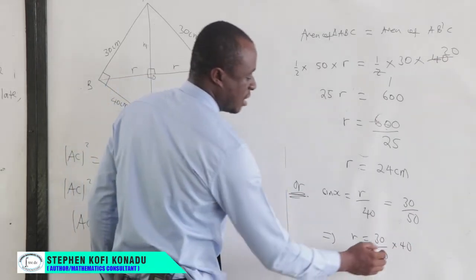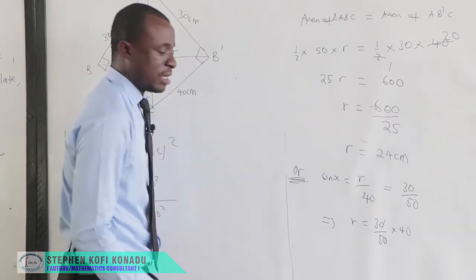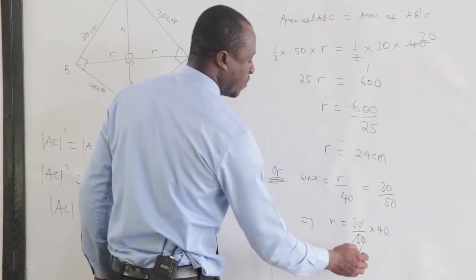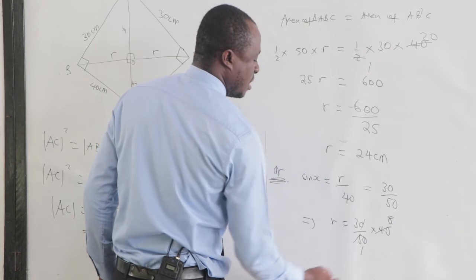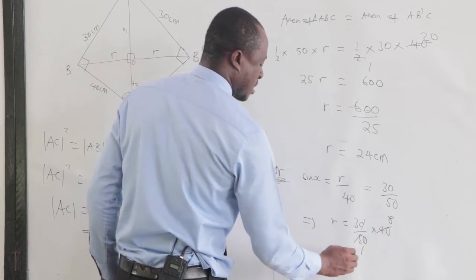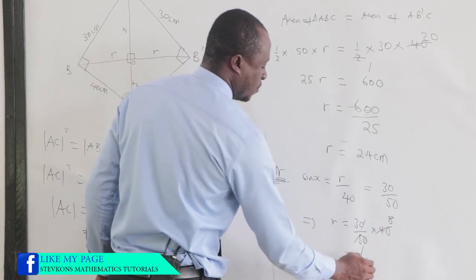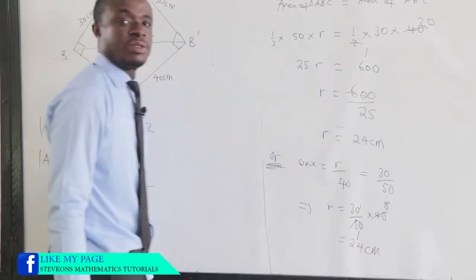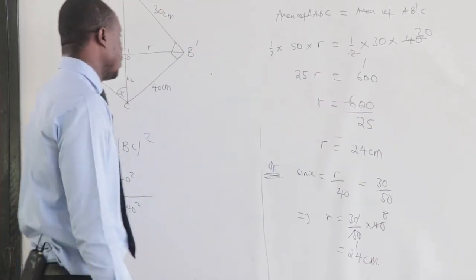What can we see here? This 0 is cancelling out that 0. 5 will go into 5 one time, 5 will go into 40, that is 8 times. What is 3 times 8? And this is giving us 24. That's another method how we'll be able to find our radius.